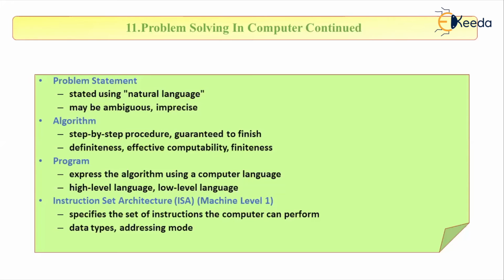Now, what do you understand by program? Express the algorithm using a computer language, a high-level language, a low-level language. Now, you have prepared all the set of instructions, you have prepared the algorithm, you have prepared the flow of the algorithm. Now the other step is, now comes software. What happens when a software comes? It will read the instructions that have been prepared in the algorithm and it will start coding those instructions.